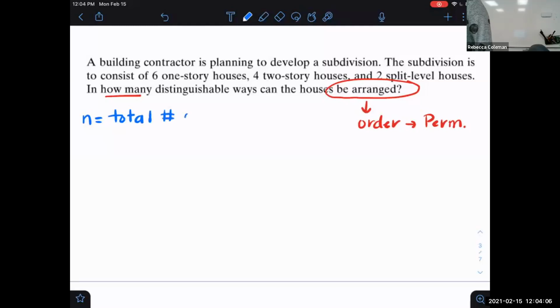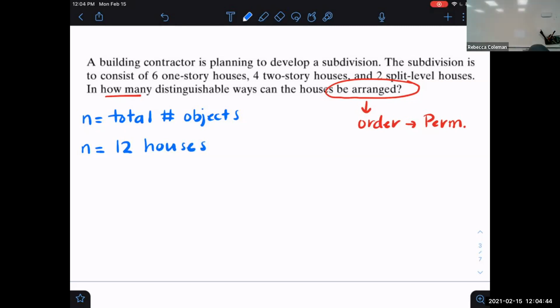All right, so in this case, we are arranging the houses. So what would N be? Our total number of objects. How many houses do we have to arrange? And 2 split level. So we got 12, right? So look for that total first. I've got 12 total houses that need to be arranged.